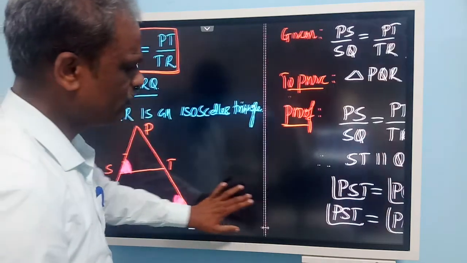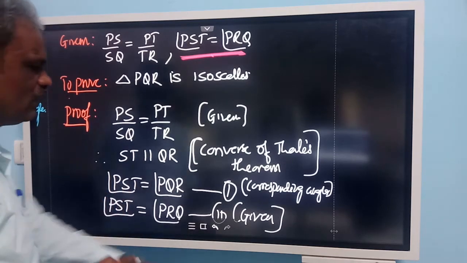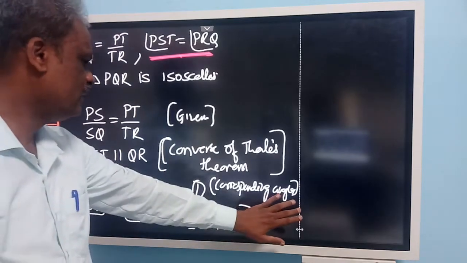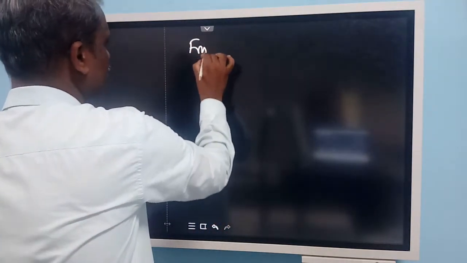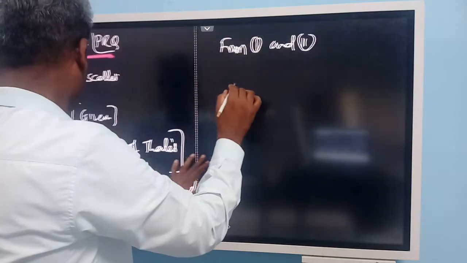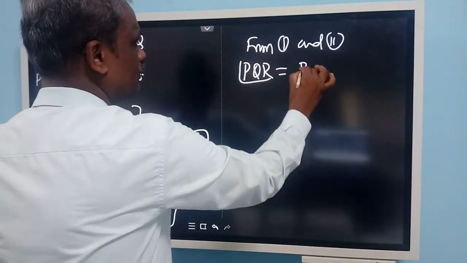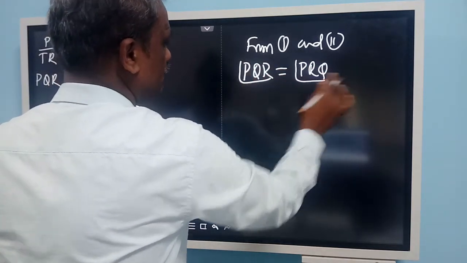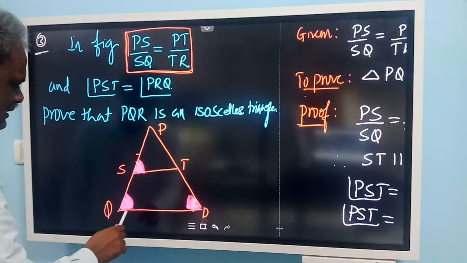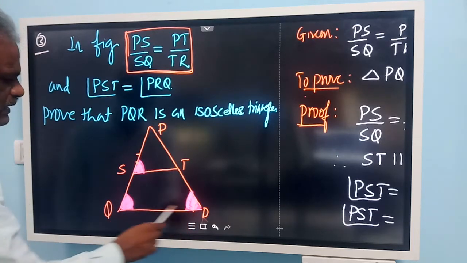So compare 1 and 2 now. Left hand sides are equal. PST is equal to PQR, and the same PST is equal to PRQ. Therefore, from 1 and 2, I can write angle PQR is equal to angle PRQ. Look at the diagram. PQR means this one, PRQ means this one. So these two angles are equal.